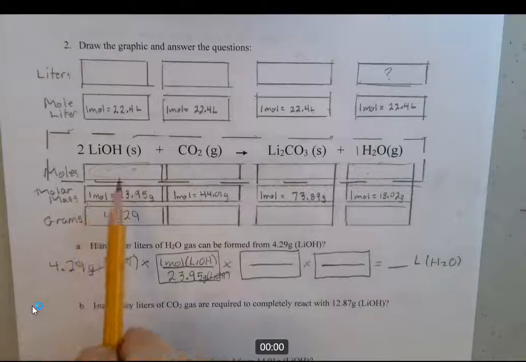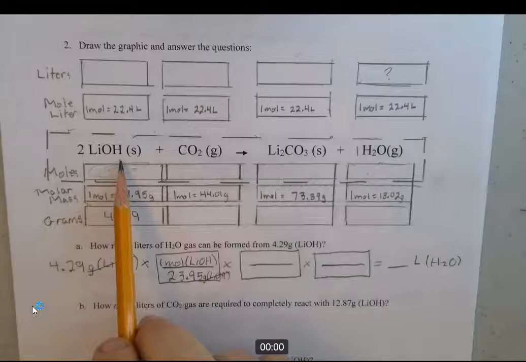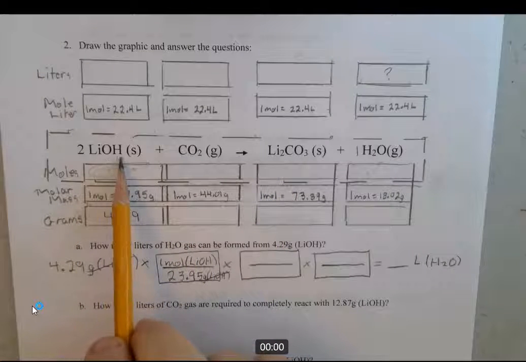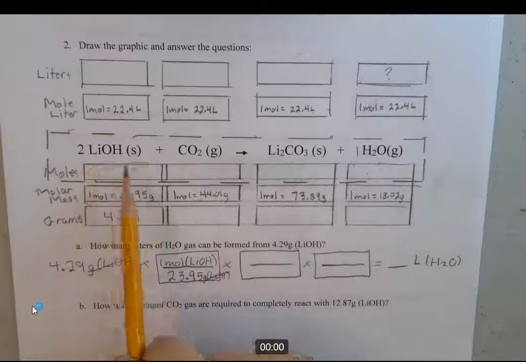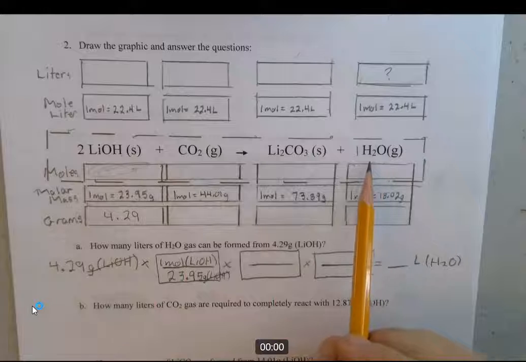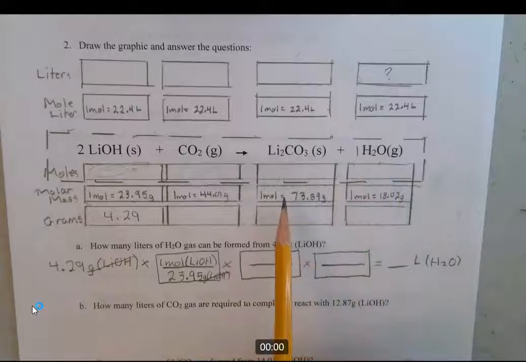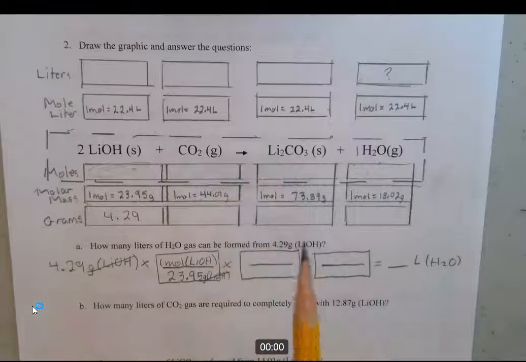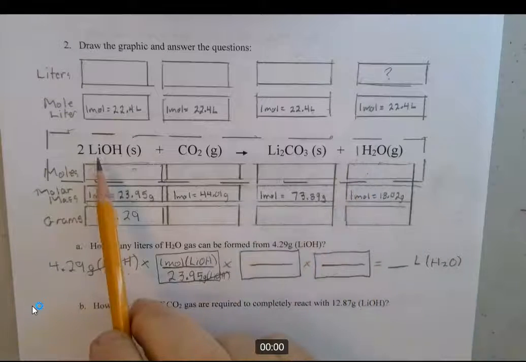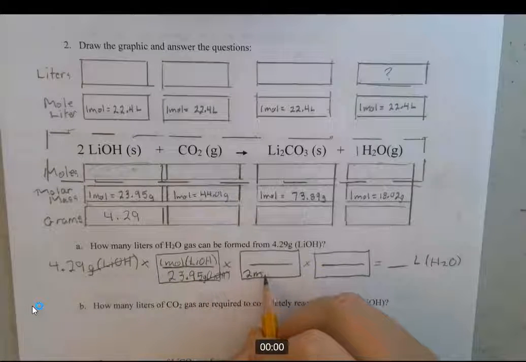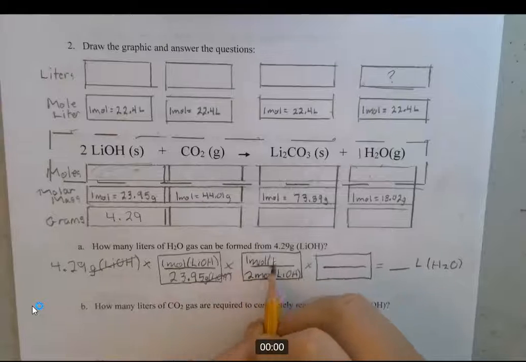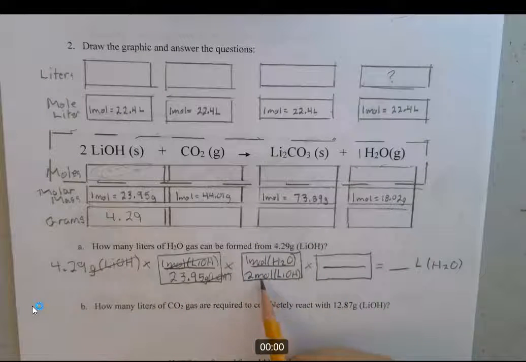First of all, I should check to see that everything's in balance. 2 Li, there's a hydrogen, 2 hydrogens, 2 oxygens, 2 oxygens, and 3 oxygens and 1 oxygen, so that's 4. And finally carbon is 1 and 1. So everything's in balance. Okay, so it is 1 mole of H2O for every 2 moles of lithium hydroxide. We need moles of lithium hydroxide right here to cancel, so we're going to put the 2 moles of lithium hydroxide on the bottom. And moles lithium hydroxide cancels.